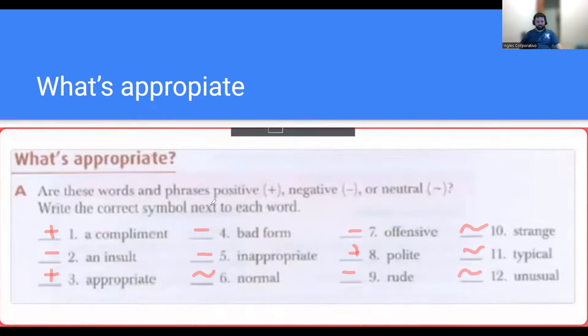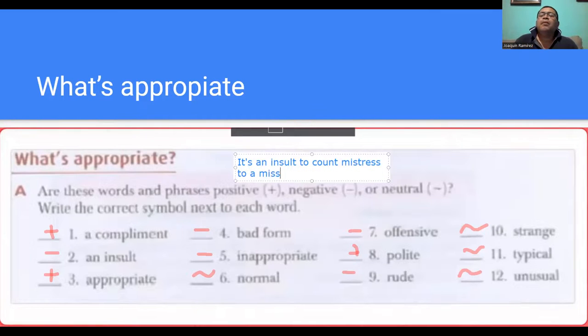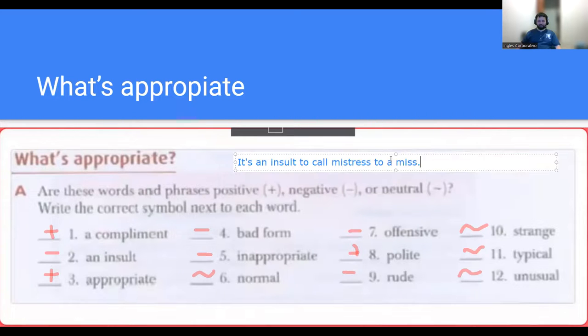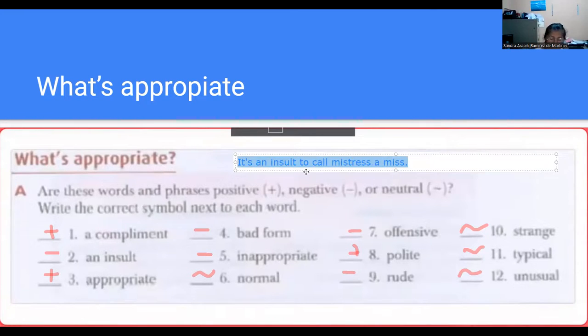So what can we do with this vocabulary? This is vocabulary, guys, that you can use as starters in gerund or infinitive phrases. So you can say, it's an insult to call a Mrs. a Miss. Llamar señora a una señorita. It's an insult to call a Mrs. a Miss, right? This is the right version. Very good, that is correct.